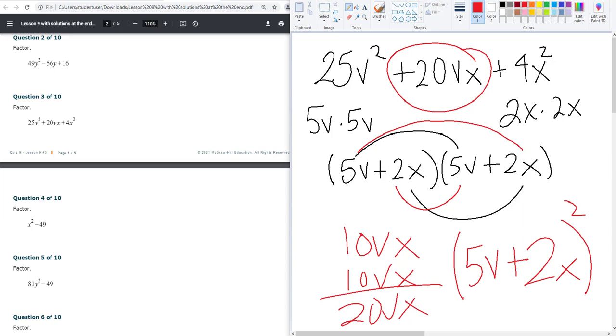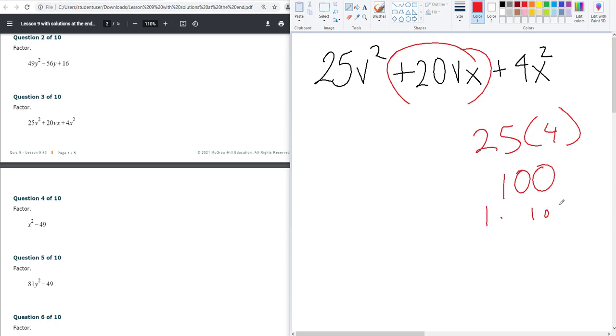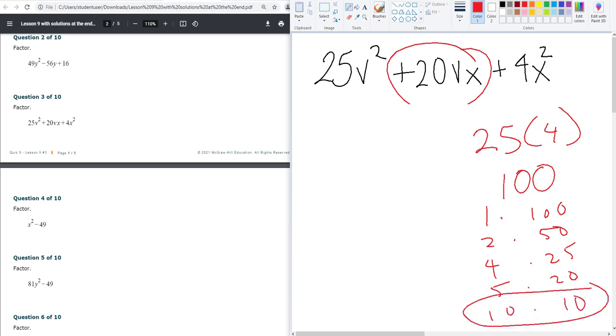Now, since you need practice with the AC method, I'm going to do it by the AC method as well. Okay, so let's take a second look at it by using AC. So my AC is 25 times 4, which is 100. And everything's positive, so I don't have to worry about signs. I need the factors of 100. 1 times 100, 2 times 50, 4 times 25, 5 times 20, 10 times 10. Oh, and there it is. 10 and 10 make 20. So I split it apart.